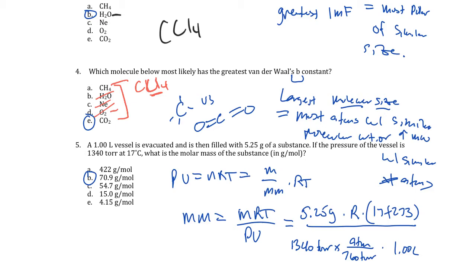Number 5, we have a vessel that's filled with a certain quantity of substance, and then the pressure of the vessel is known, the temperature is known, the volume of the container is also known. We're asked to figure out the molar mass of the substance in grams per mole, and in order to arrive at the particular answer, what we need to do is maybe use an equation that looks like this.